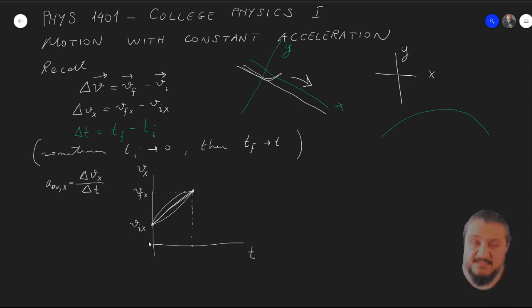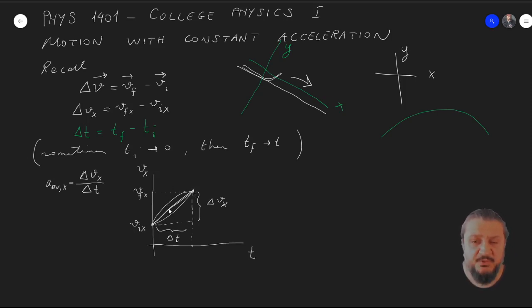Now the middle one has a constant slope, and that slope is actually nothing but the average acceleration I just defined on the left. If you consider the slope here, you have the rise over run, right? This is delta vx, and this is delta t. So delta vx over delta t is nothing but the slope of the straight line joining these 2 points.